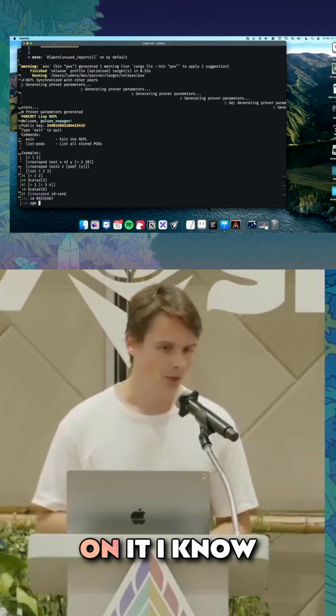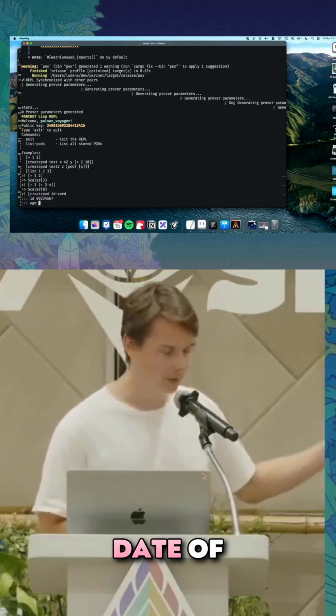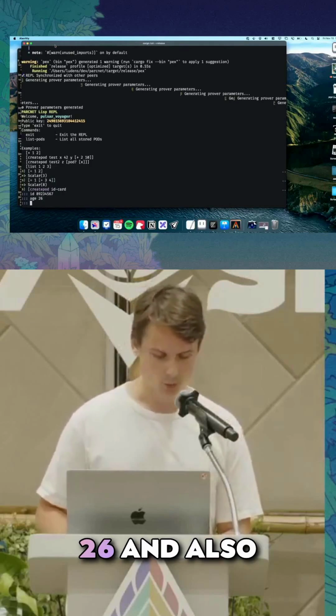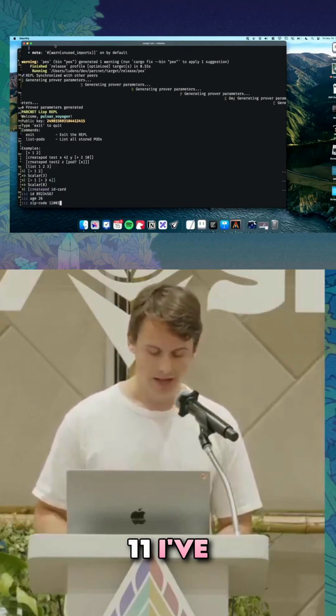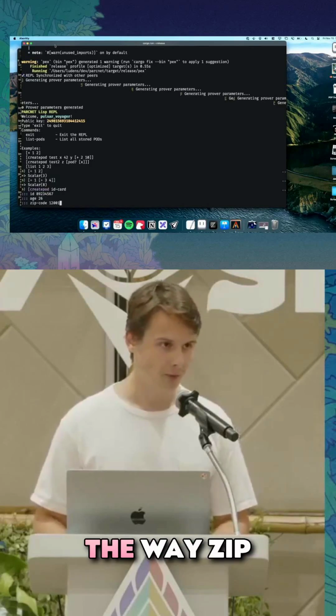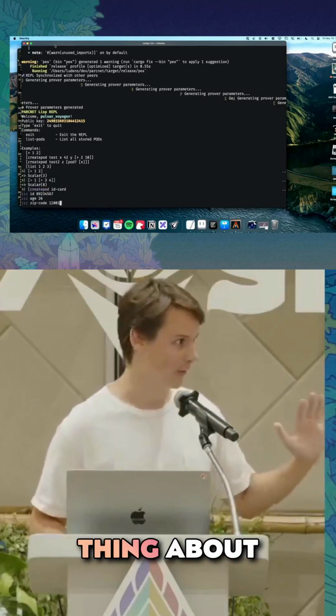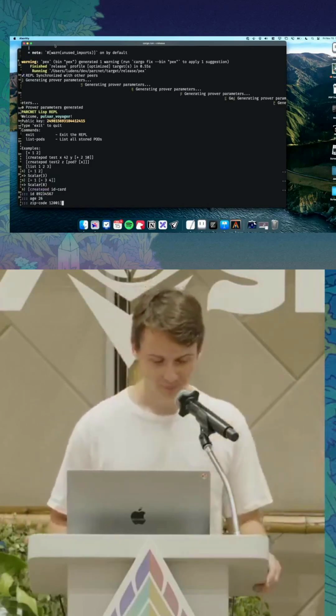I might have an age on it. I know that the proper way to do this would be date of birth, but we'll skip that. So I'm 26, and also in my ID card, I have the zip code I live in. I've never used zip code this much in my life, by the way. Zip codes are great because they're also a number thing about you instead of most other things. Okay.